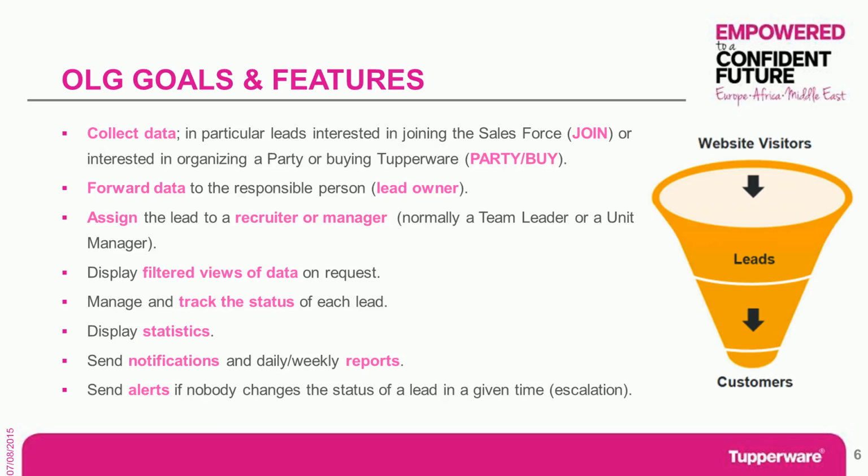If nobody answers that lead in the given time, let's say 3 working days, the system will start to send alerts, either by email or by SMS, to inform the responsible person. The SMS will contain something like: nobody changed the status of this lead. We think that this lead should be supported as soon as possible, so please take care of it.